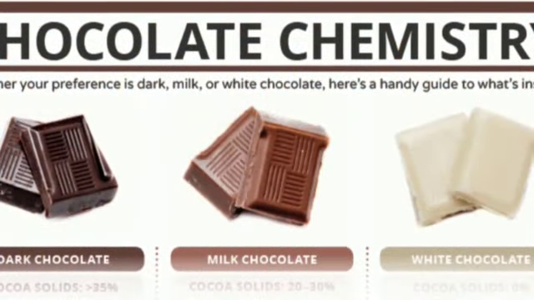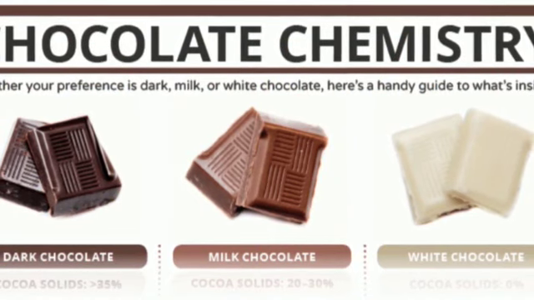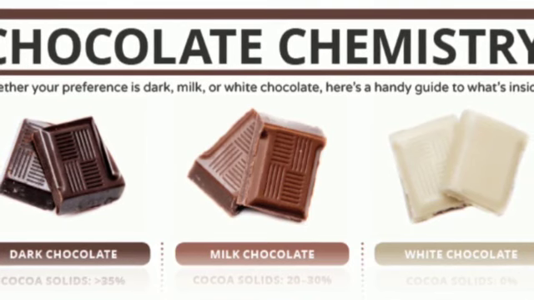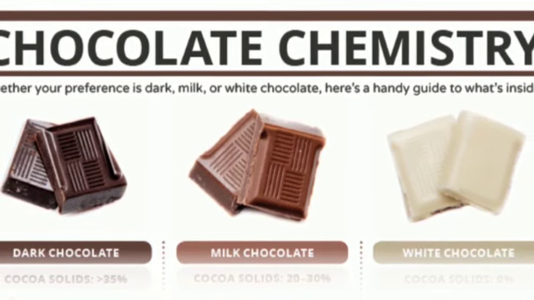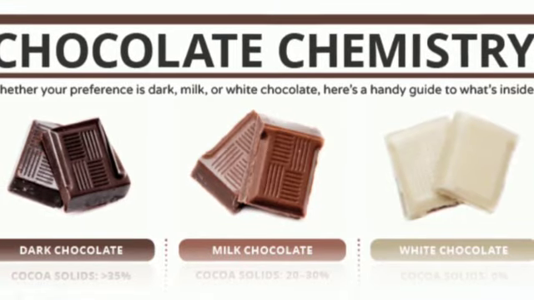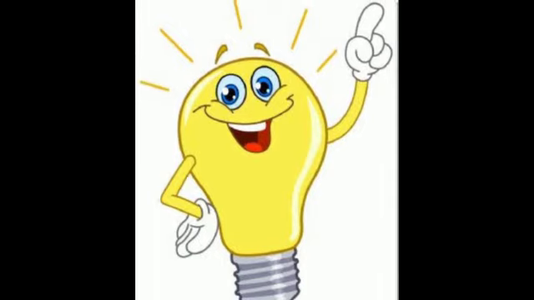Now let us see the percentage of cocoa solids used in different types of chocolates. The dark chocolates have greater than 35% of cocoa solids. The milk chocolates have 20 to 30% of cocoa solids, whereas the white chocolate has no cocoa solids added to it. I hope that you all got an idea about cocoa processing.